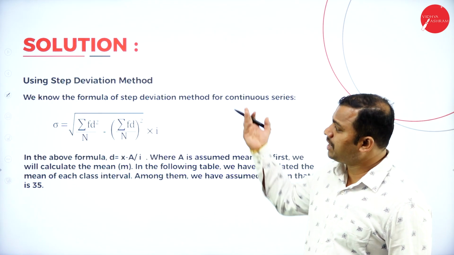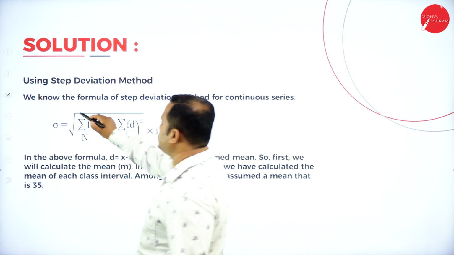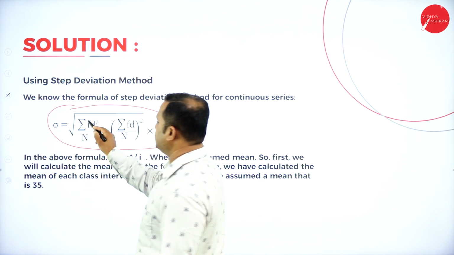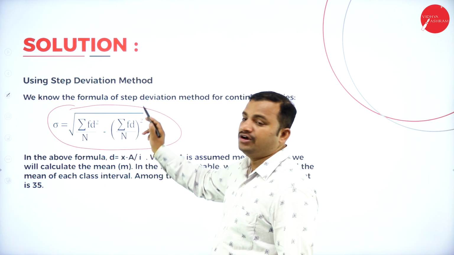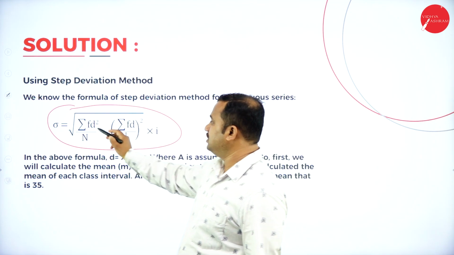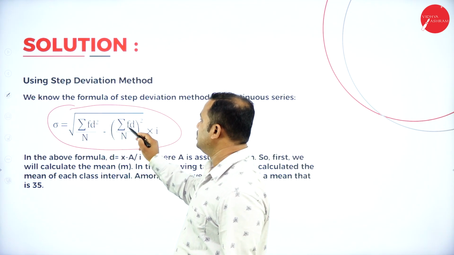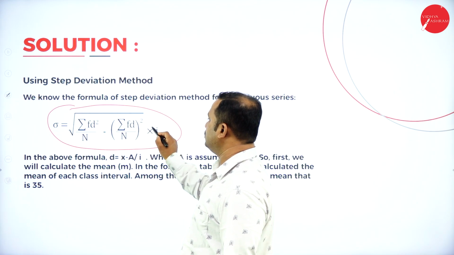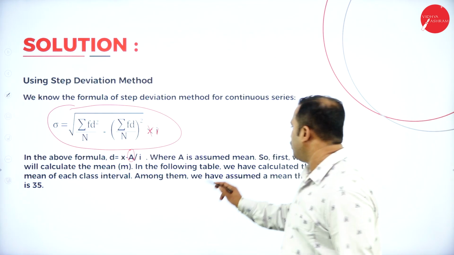Instead, we will find out the step deviation method. The formula for step deviation method is this. That is the same thing as it is of the discrete series, that is f into d square by n minus f into d by n whole square, that must be multiplied by I. What is the value of I?